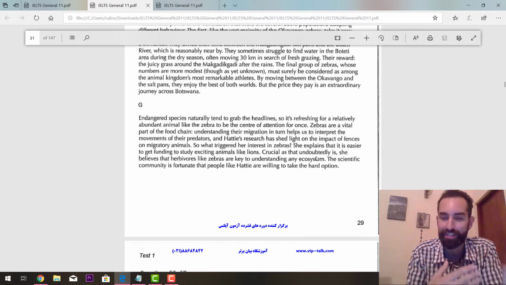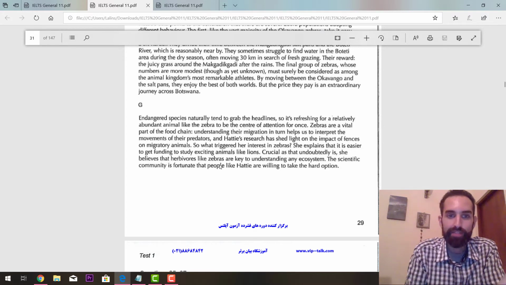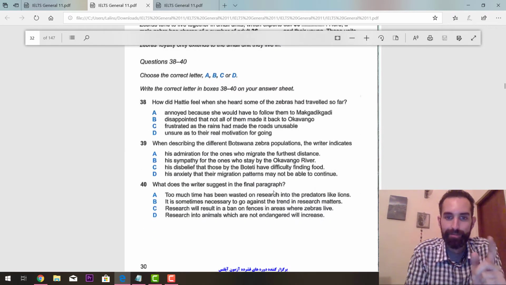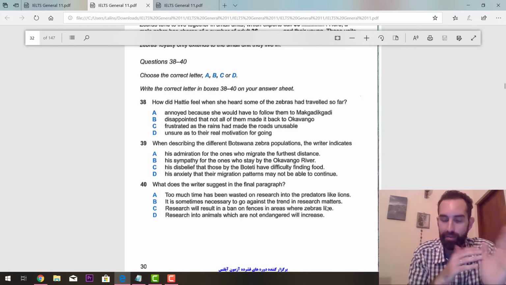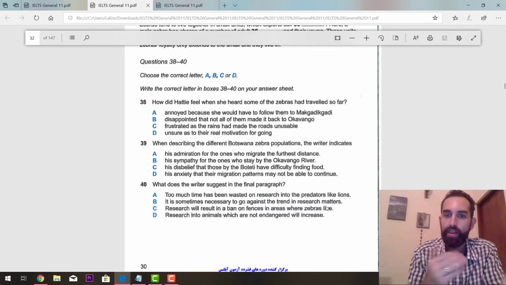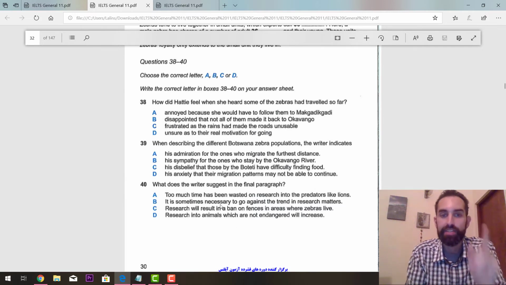It's definitely, the writer's not saying that research into lions is wrong. She believes that herbivores like zebras are key to understanding any ecosystem. The scientific community is fortunate that people like Hattie are willing to take the hard option. Yes, the hard option. So go against the trend in research matters. You're going for the hard option, which is going against the trend. The easier option is endangered animals and predators like lions, because you'll get more funding, but research into zebras is very important to understanding the whole of the ecosystem. So even though it's not as popular, it's important. So the answer for this is definitely B.